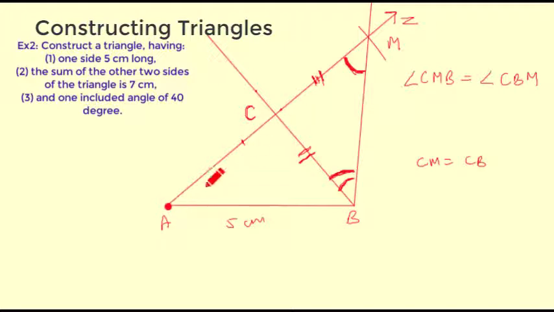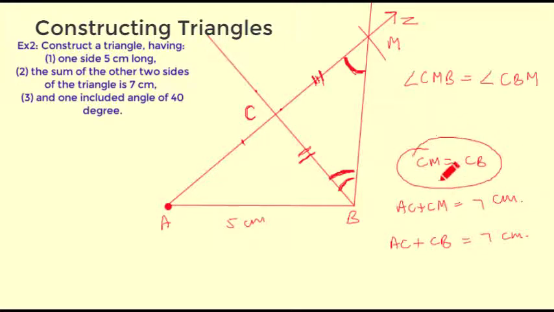And what is the measure of the line segment AC plus CM? It is 7 centimeter, right? And what is the measure of the line segment AC plus CB? It will also be 7 centimeter, because you can use this identity, putting it in here to obtain this relation. And that exactly was the reason that we wanted these two angles to be equal to each other. So see, you have now obtained your required triangle.